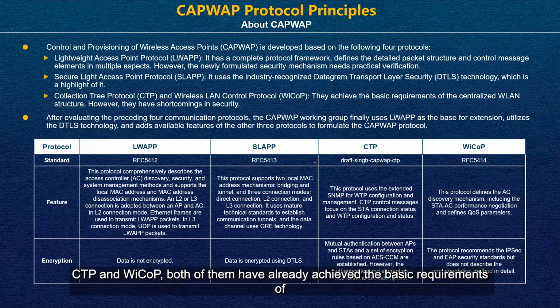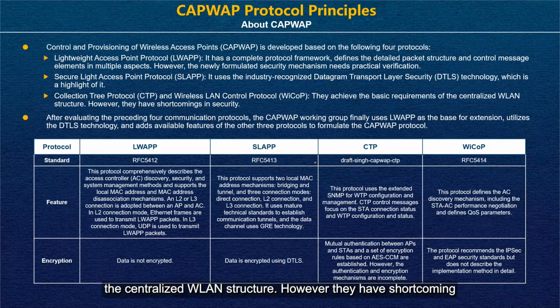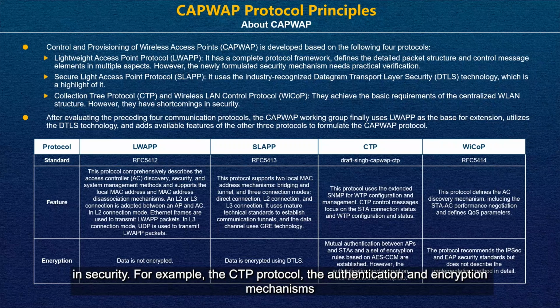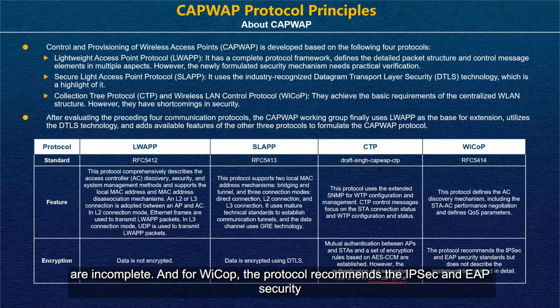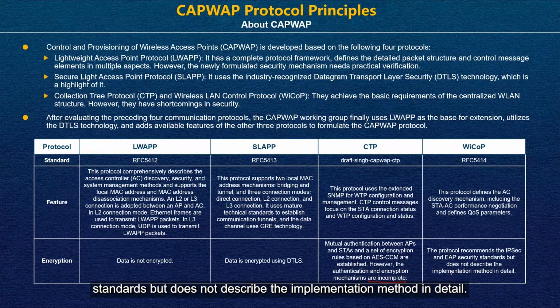Then there are CTP and WICOP. Both of them have already achieved the basic requirements of the centralized WLAN structure. However, they have shortcomings in security. For example, in the CTP protocol, the authentication and encryption mechanisms are incomplete. And for WICOP, the protocol recommends IPsec and EAP security standards, but does not describe the implementation method in detail.